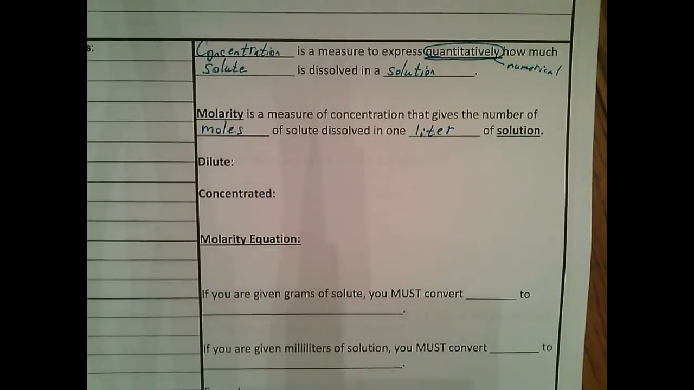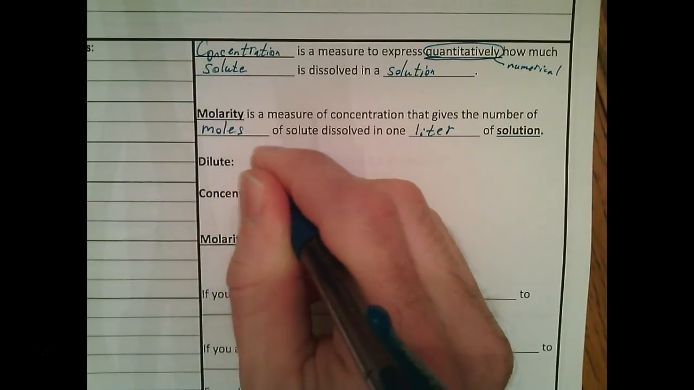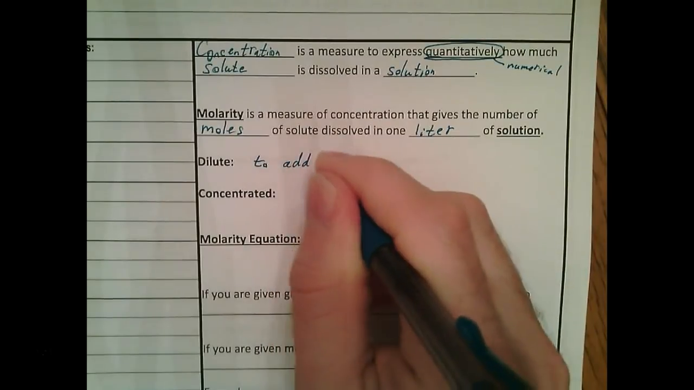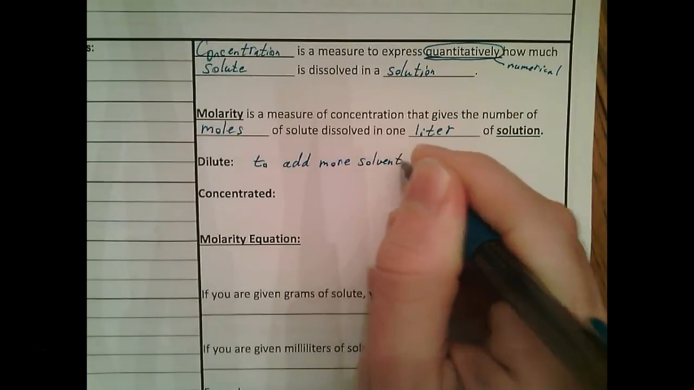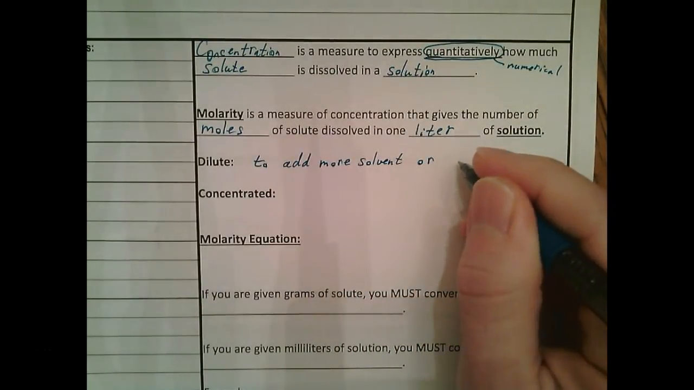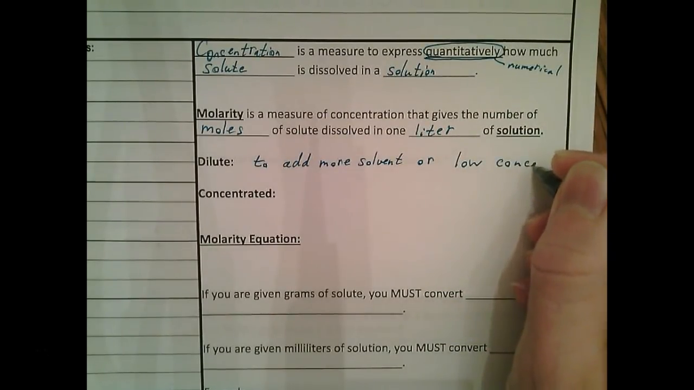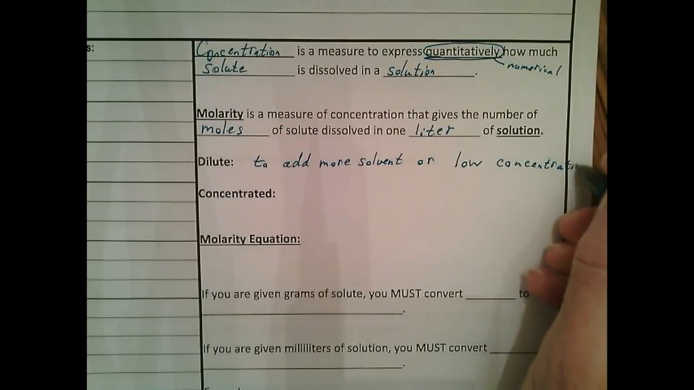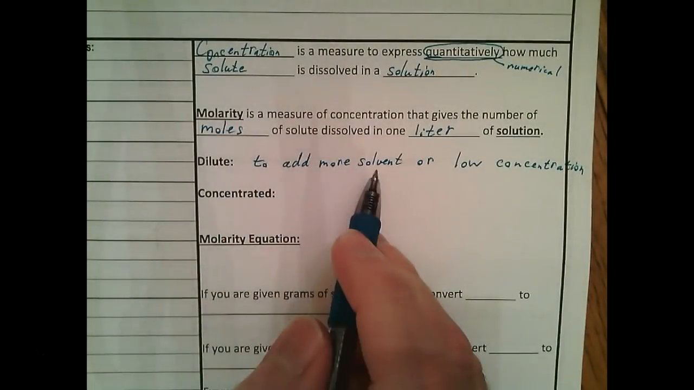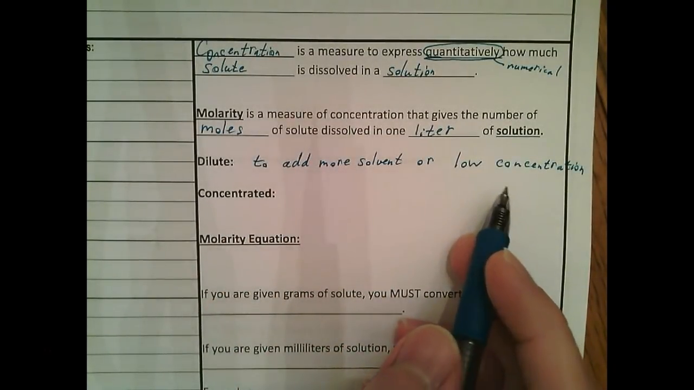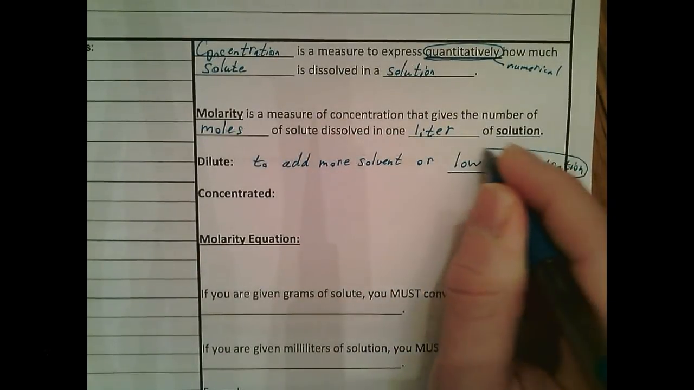Okay, then we have this word dilute. I want you to know 2 meanings of that. So as a verb, dilute means to add more solvent. But it also means low concentration. As an adjective, it means low concentration. So both of those words are important to know. To add more solvent, that's the verb. Low concentration is the adjective. This is probably the more important one for you to know.